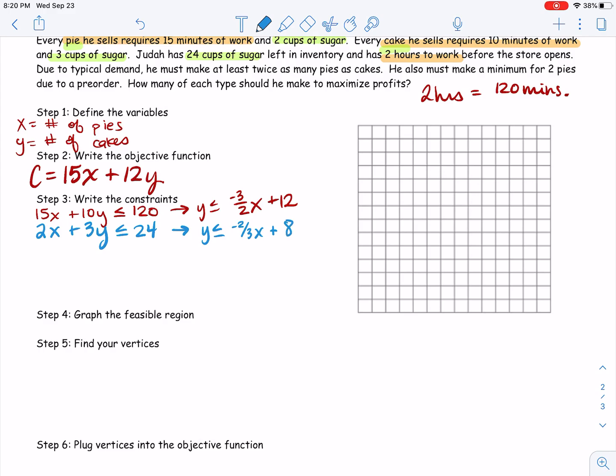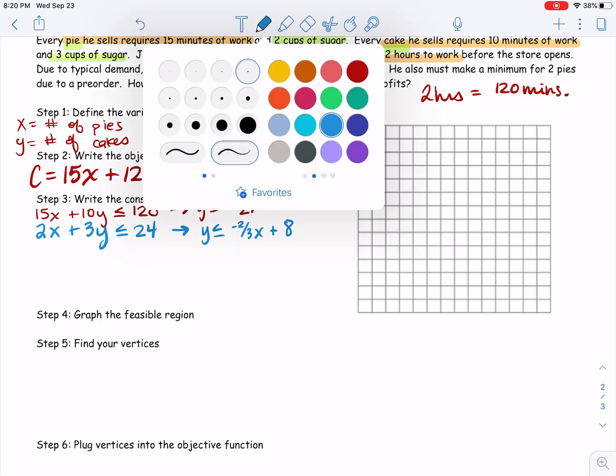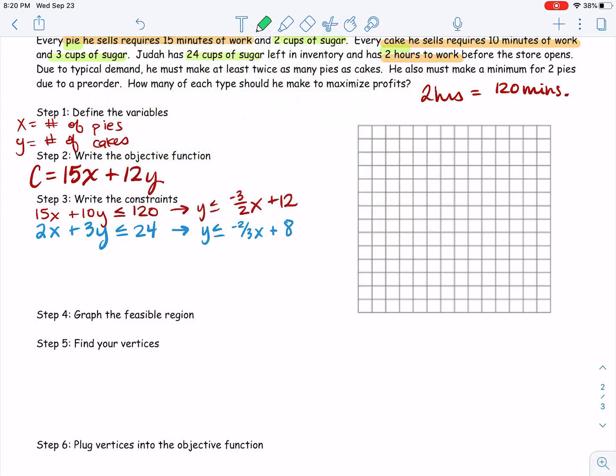Okay, what's another constraint? Well, it says due to typical demand, let me change colors again. Let's go green. Due to typical demand, he must make at least twice as many pies as cakes. Some of you love these things. Some of you hate these things. I don't hate them, but I'm not the best at them, okay?